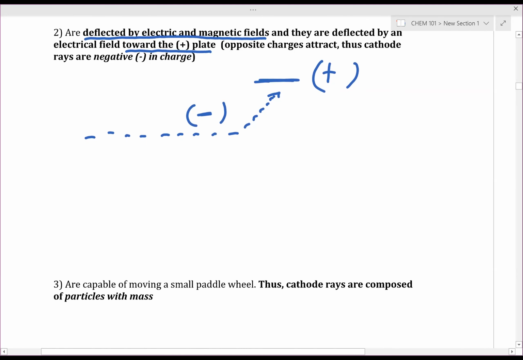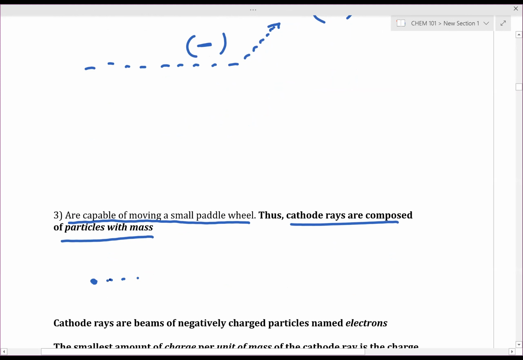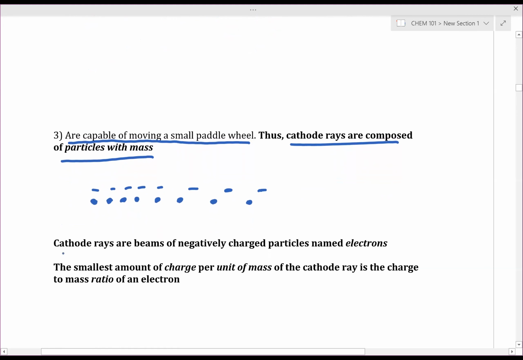Now, the next main feature, and this really caught our attention, is that these cathode ray beams are capable of moving a small paddle wheel. These cathode rays are composed of particles with mass. So, you can think of a cathode ray beam as a beam of small particles with negative charge. So we're starting really to get a sense and starting to get an idea of the properties of a really fundamental particle. And to reach our final conclusion, these cathode rays are beams of negatively charged particles, right? They're particles, and we call these particles electrons. So this is a wonderful method that we're able to use to study and understand some of the properties of electrons. Does that make sense?